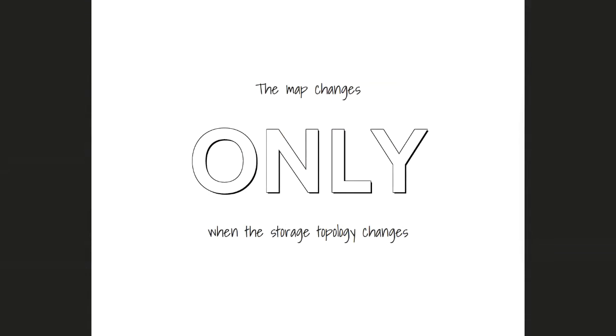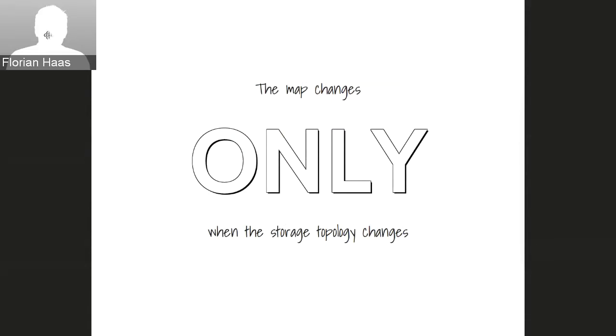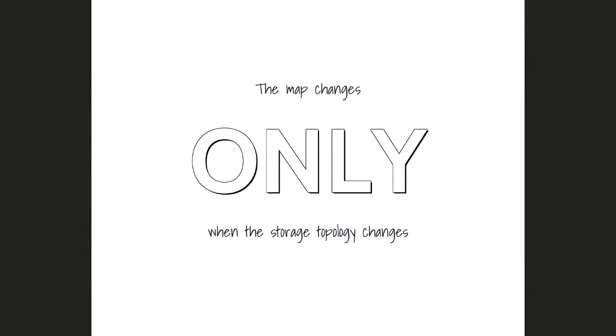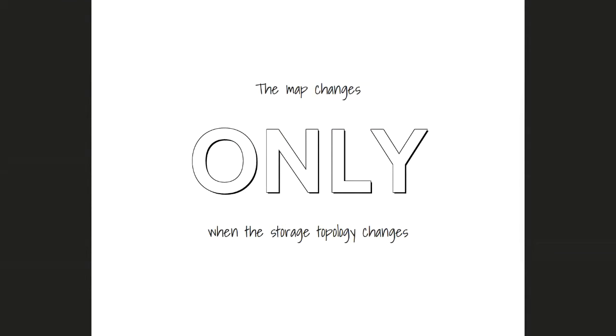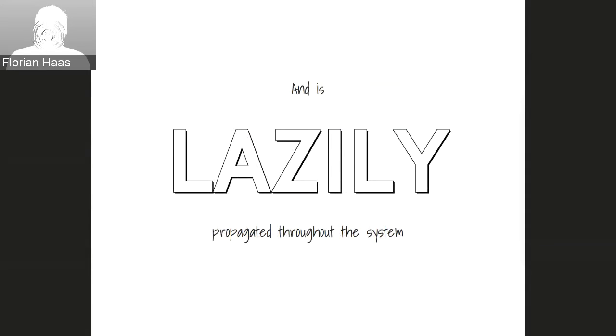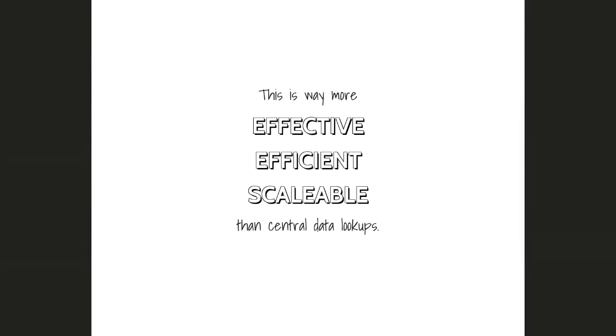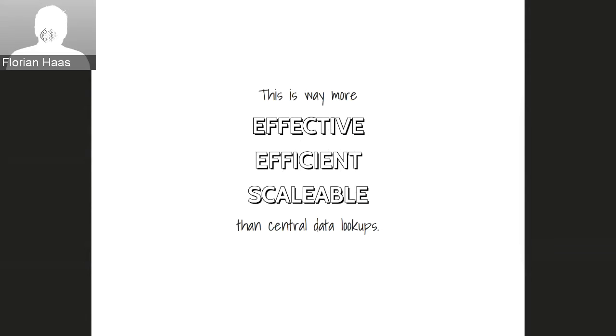only when our storage topology changes. If we remove a storage location or add a new one, that's when we need to update the map. And that map is lazily propagated throughout the system. And on the whole, what we get is something that is much more effective, much more efficient, and much more scalable than central data lookups. And that's really the whole story, why we need placement groups in the first place.